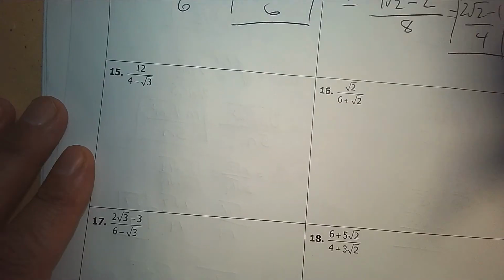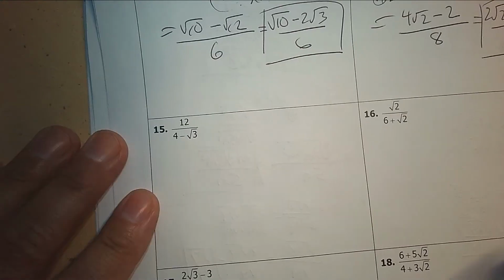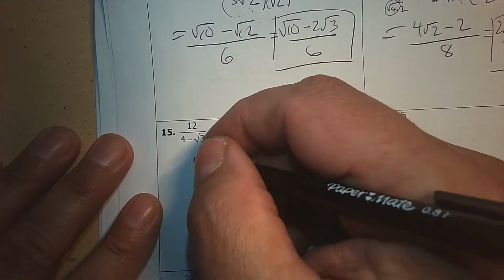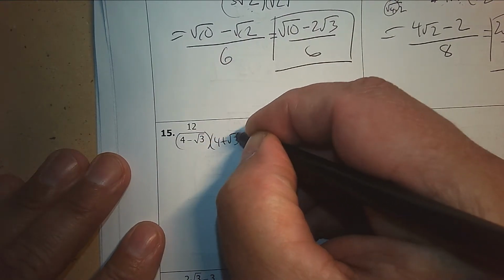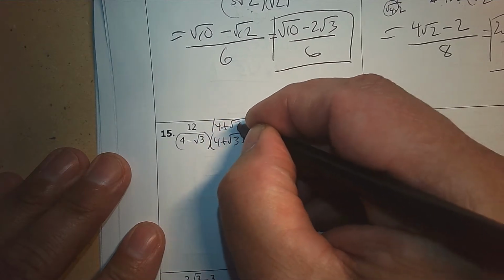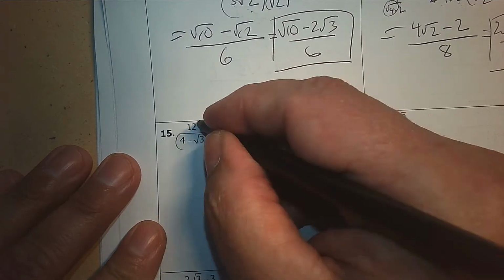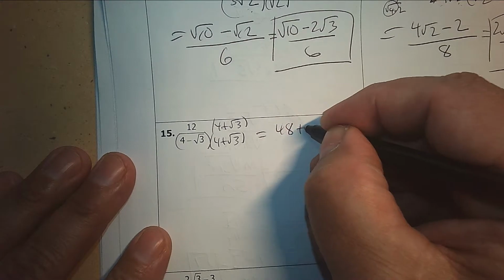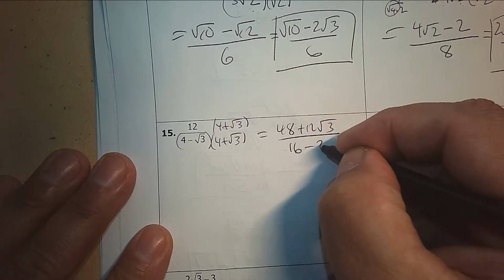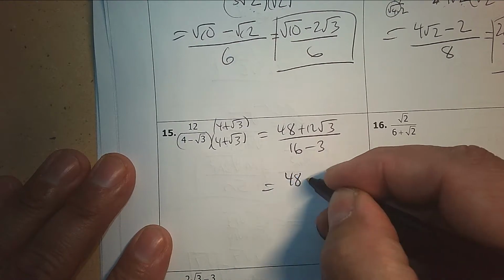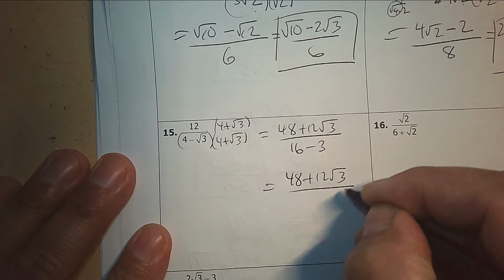Number 15, this one's going to involve the conjugate because the denominator is a binomial. So we have two different numbers. So we're going to go 4 plus root 3. That's the conjugate. So the numerator, 4 times 12 is 48, and 12 root 3. The denominator is 16 minus 3. So altogether we have 48 plus 12 root 3 over 13.